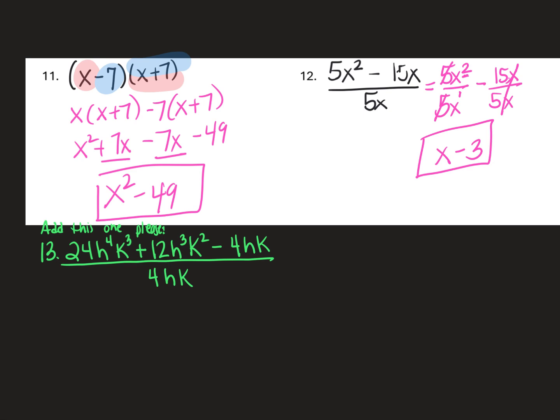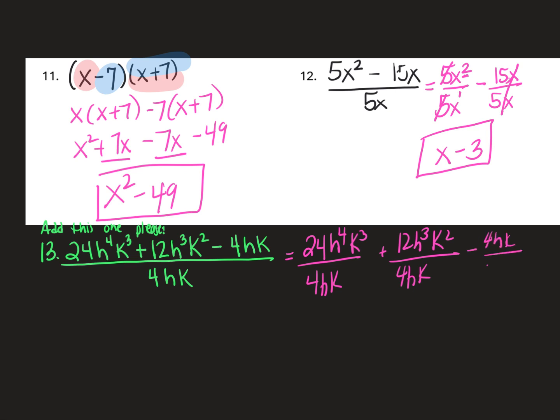For the next one, I'm going to rewrite just like it says. I'm going to rewrite this as 24h to the fourth k to the third divided by 4hk, plus 12h to the third k to the second divided by 4hk, minus 4hk divided by 4hk. So that would give me 24 divided by 4 is 6. h to the fourth divided by h is h to the third. 4 minus 1 is 3.